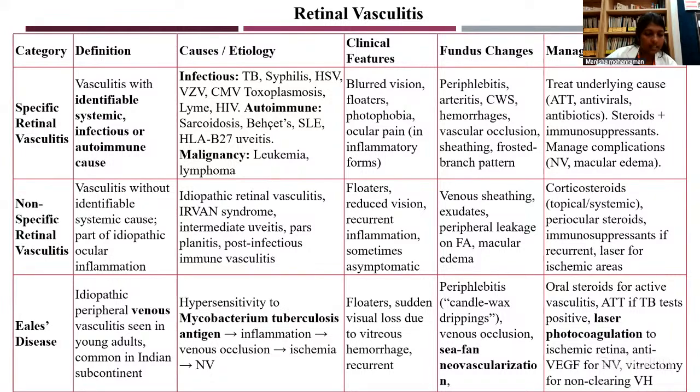The next is Eales disease. It is idiopathic peripheral venous vasculitis, which is more commonly seen in young adults, and it is common in the Indian subcontinent. The cause of Eales disease is hypersensitivity to Mycobacterium tuberculosis antigen, causing inflammation and venous occlusion. It causes ischemia, leading to neovascularization. Clinical features: floaters, sudden visual loss due to vitreous hemorrhage. And the fundus changes include periphlebitis, venous occlusion, CFA neovascularization.